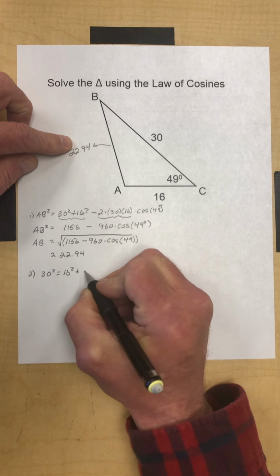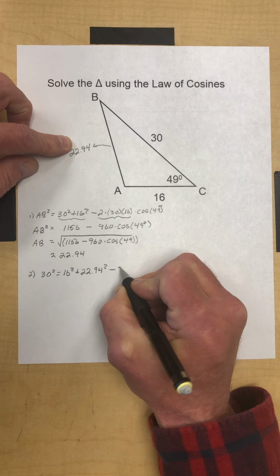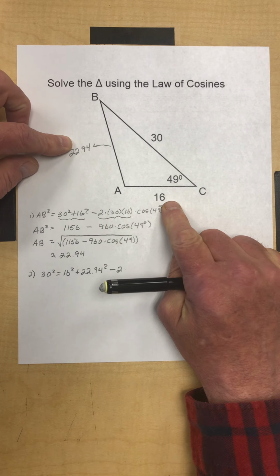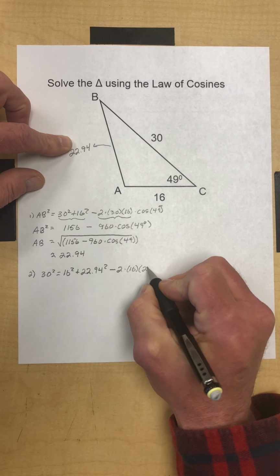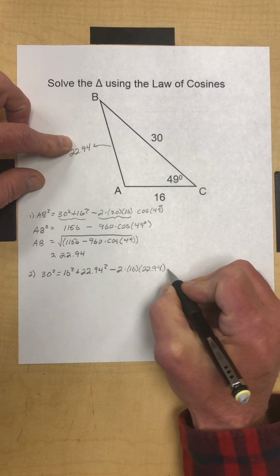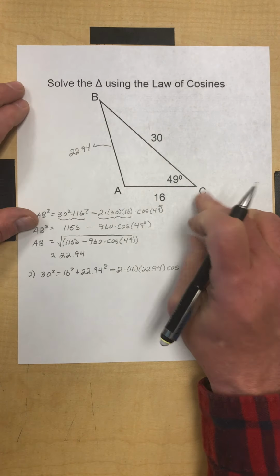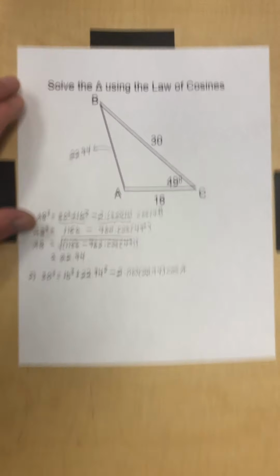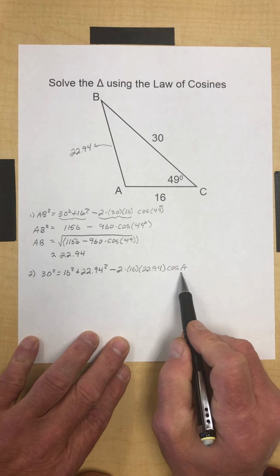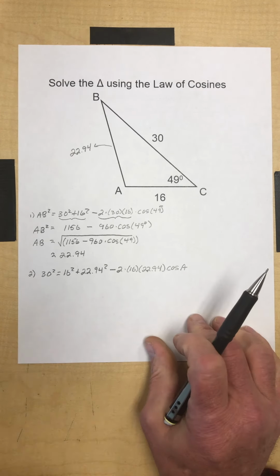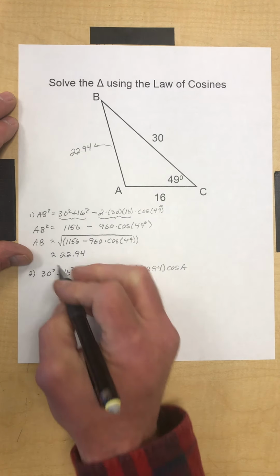plus 22.94 squared minus 2 times both of these other two sides. So 2 times 16 times 22.94 times the cosine. I started with the 30, so it'd be cosine of angle A. Notice I don't know angle A, and I know the cosine of angle A. So if I'm looking for an angle measure, we're going to have to use inverse trig when it gets down to it. So 30 squared is 900.